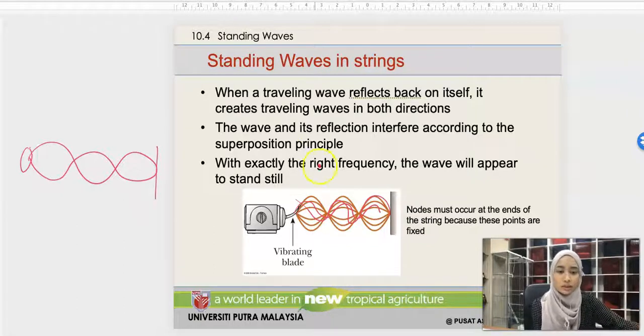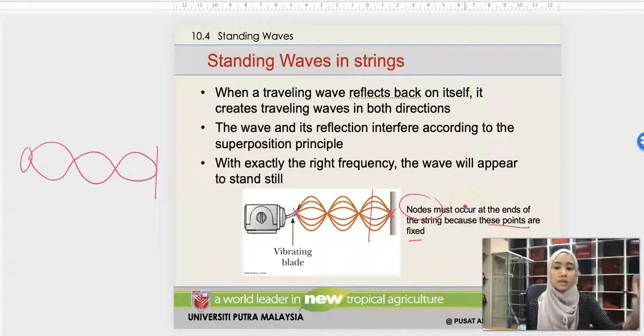Okay, something to note about nodes: the zero displacement must occur at the ends of the string, which means it has to happen at the wall, at the end of the string. So that's just a fact for waves in a string. The node must be at the end of the string. It cannot be at an antinode. It does not end at the antinode, it must end at the node, because these points are fixed. This is something very important to take note of, because we will learn about standing waves in air. So it's a different situation. So for standing waves in strings, the nodes must be at the end of the string.